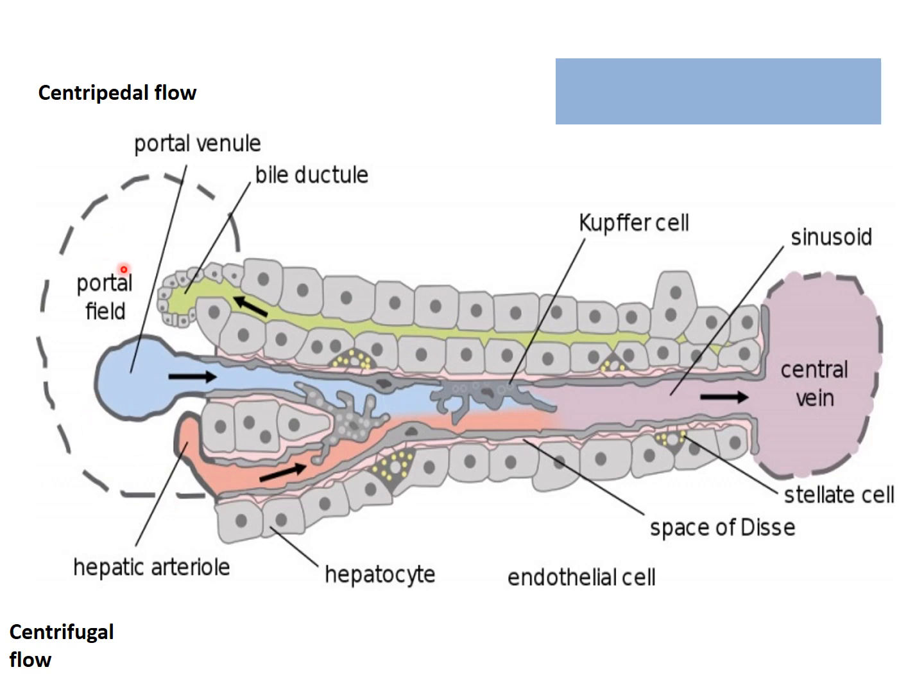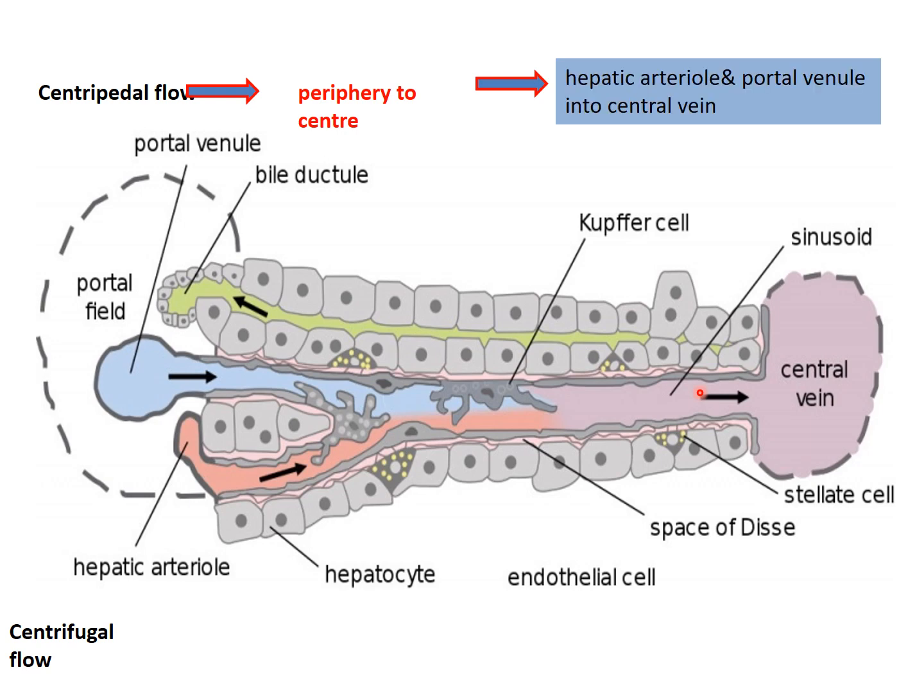Okay, so the flow that is occurring here is centripetal type of flow. In this flow, the flow is occurring from periphery towards the center, and the flow that is occurring from periphery towards the center is happening in two types of vessels. One is the hepatic arteriole and second is the portal venule. Okay, the other type of flow that you can see here is the flow that is occurring from the center towards the periphery, and this type of flow is known by the name of centrifugal flow, a flow from center towards the periphery.